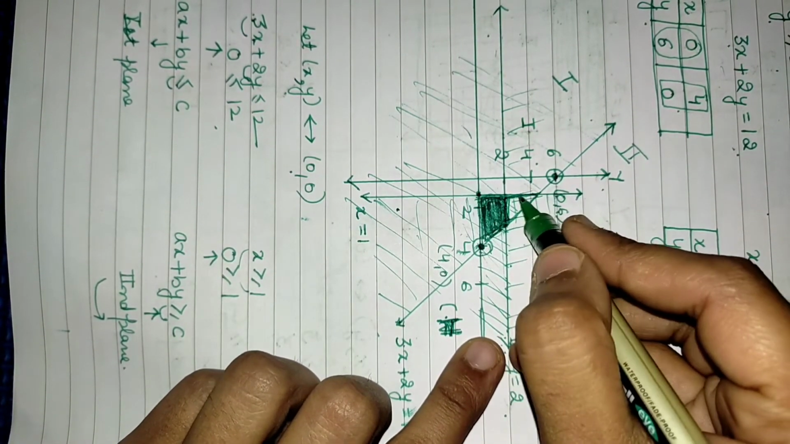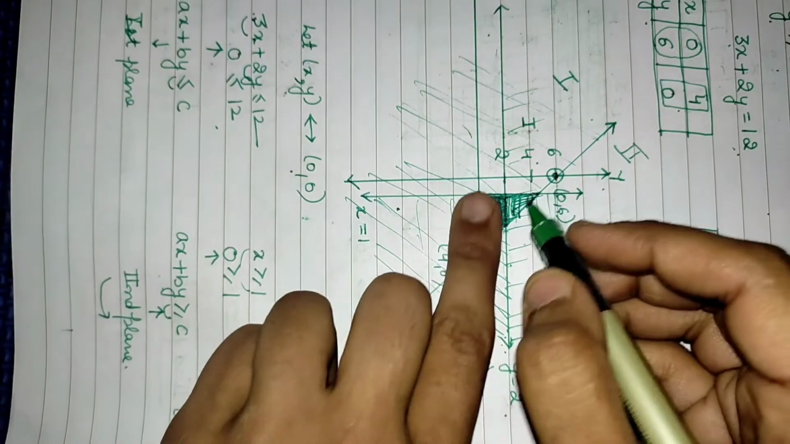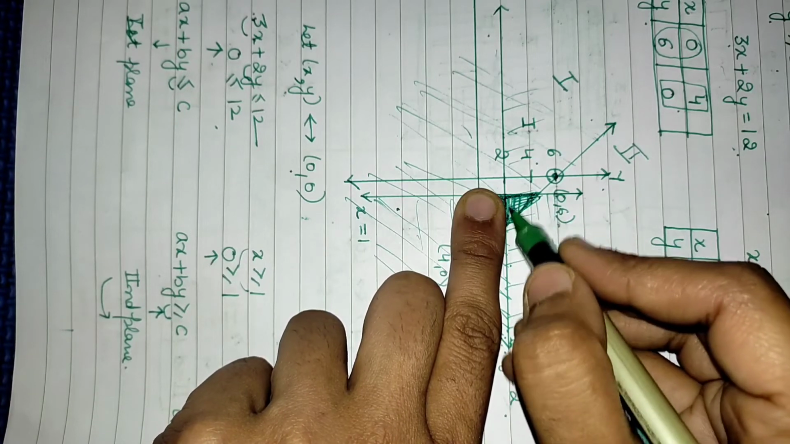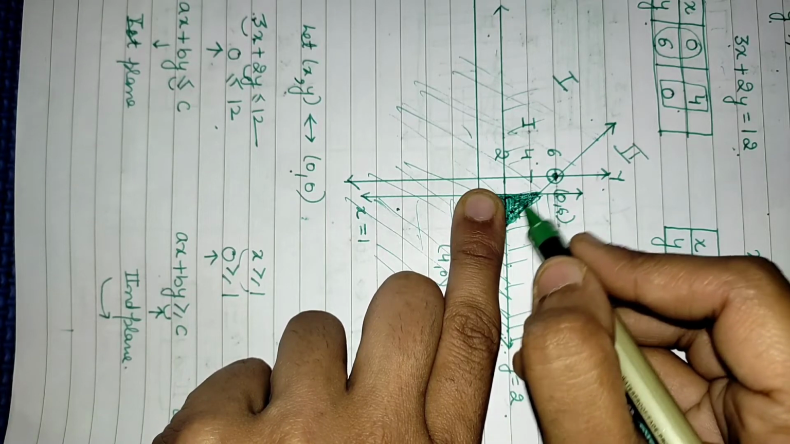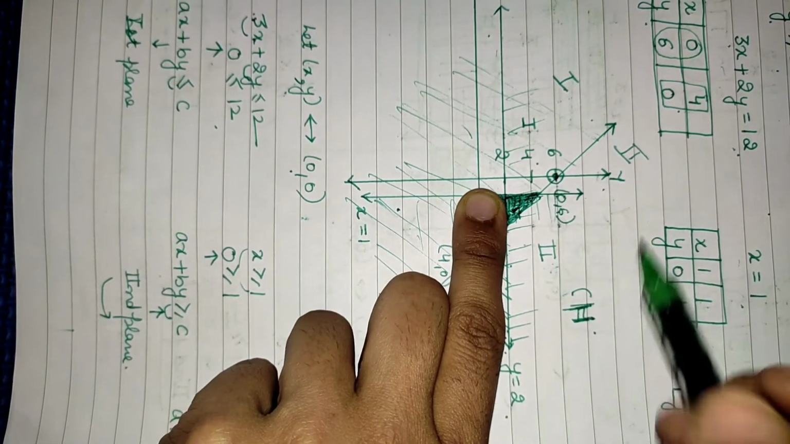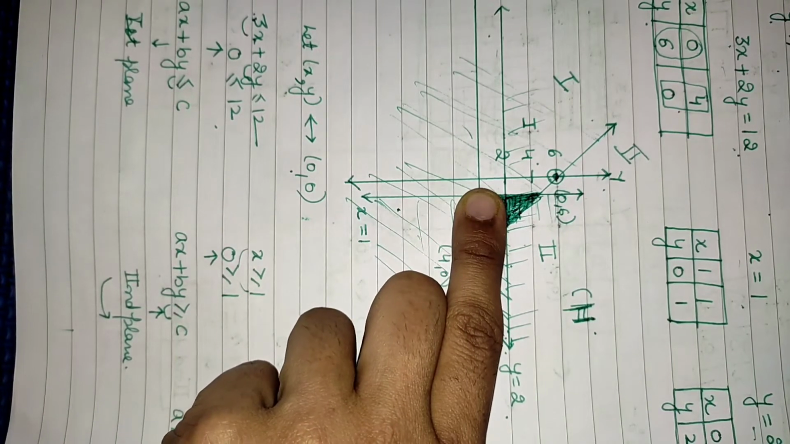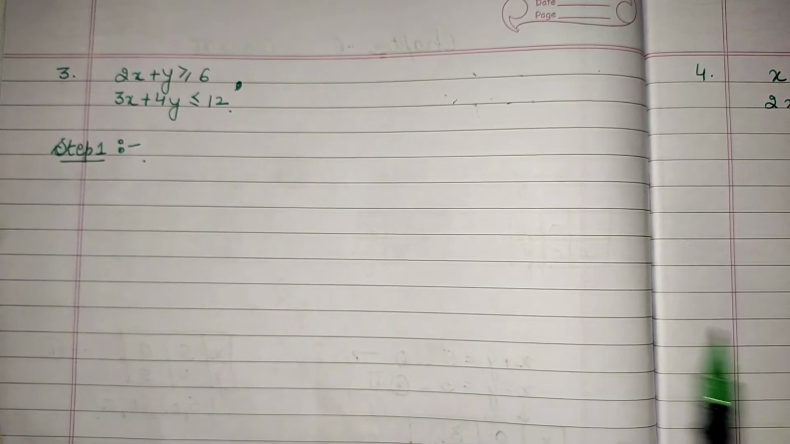So this triangle was coming in the solution of the two above lines, and for the third line also this triangle is coming as part of the solution. So this small triangle is going to be the solution of all three lines, all three inequalities. Okay, now moving to question number 3.